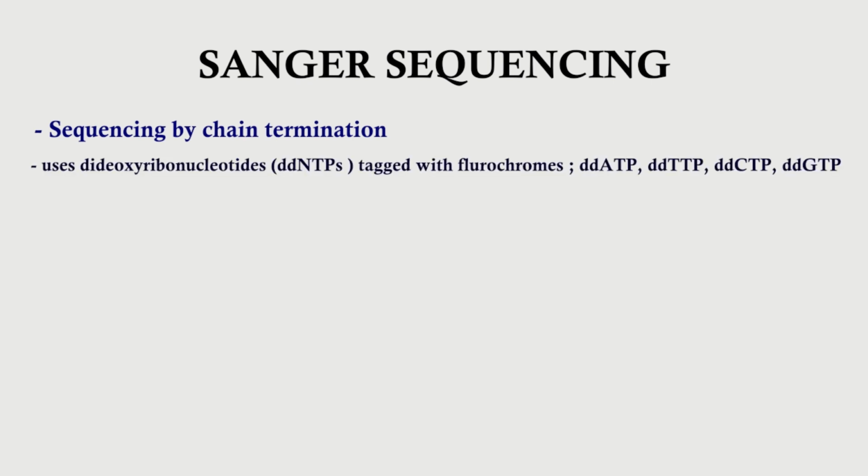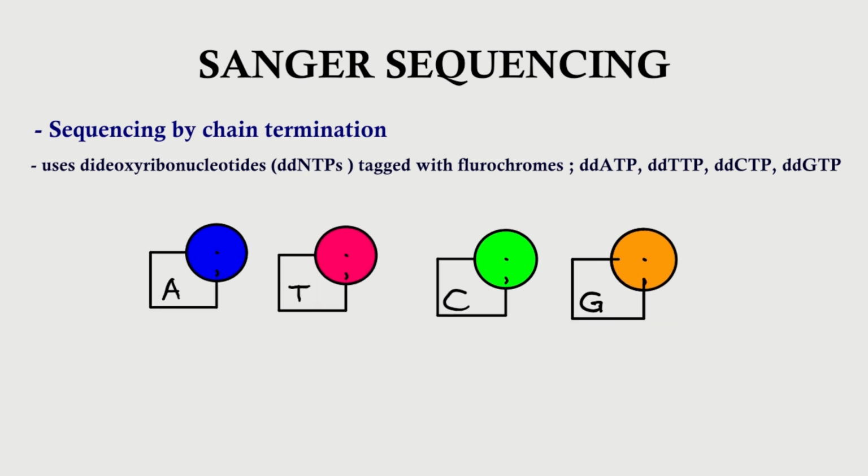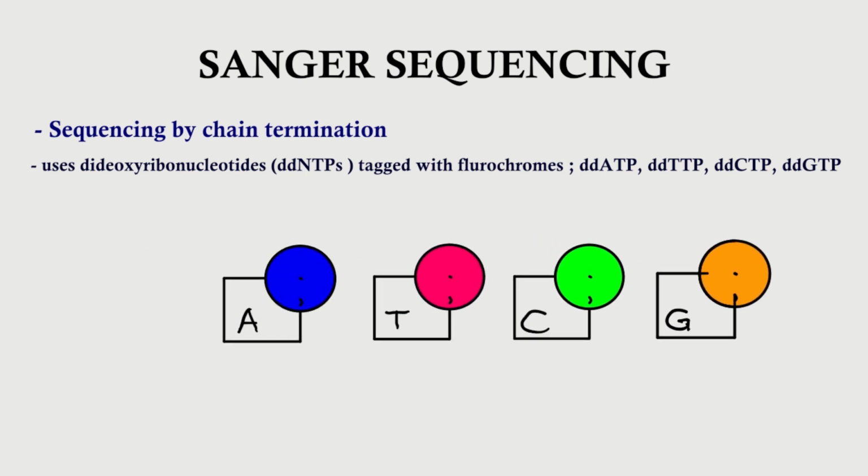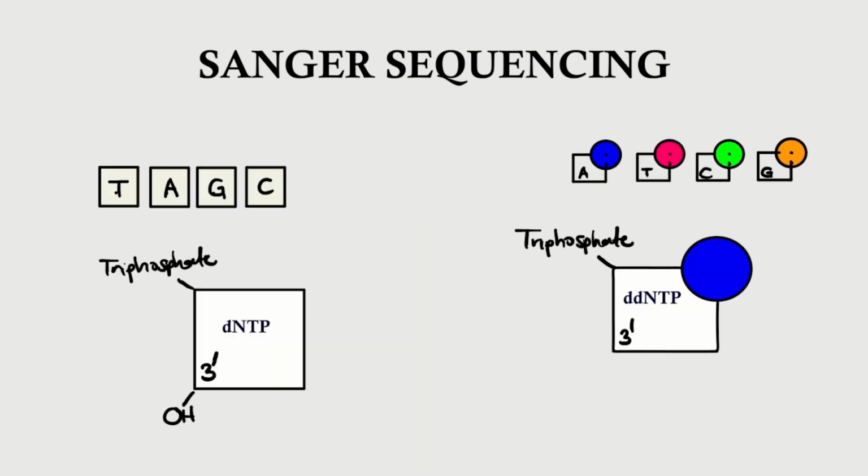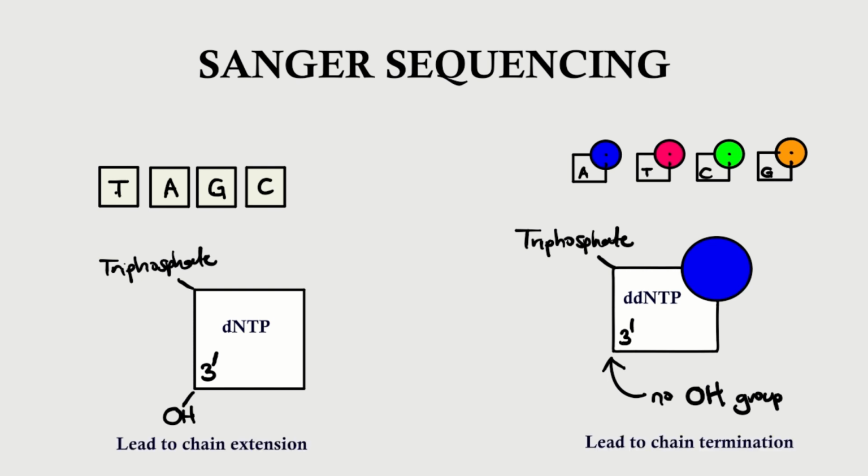Sanger sequencing is also known as sequencing by chain termination. It uses chain-terminating dideoxyribonucleotide triphosphates (ddNTPs) that are tagged with fluorochromes. A ddNTP is a deoxyribonucleotide triphosphate (dNTP) without the free 3' OH group. This means that they are incapable of chain extension in case they are inserted into a growing chain by DNA polymerase.